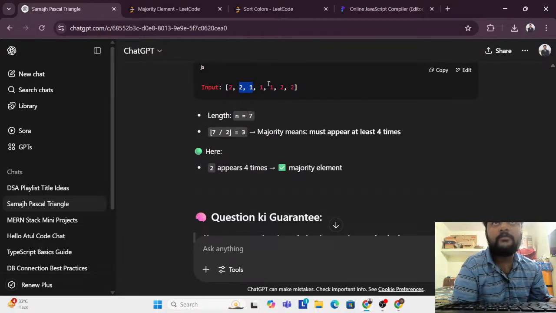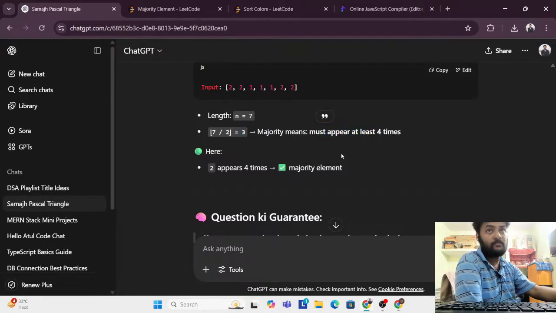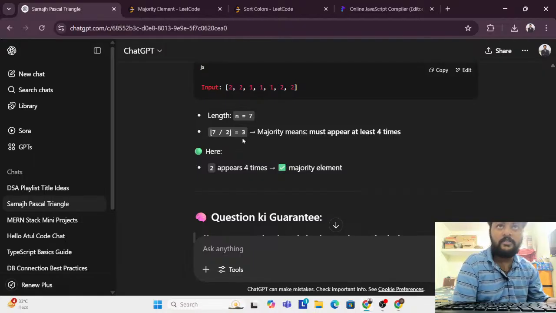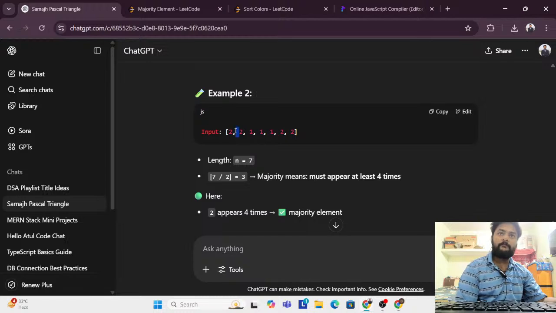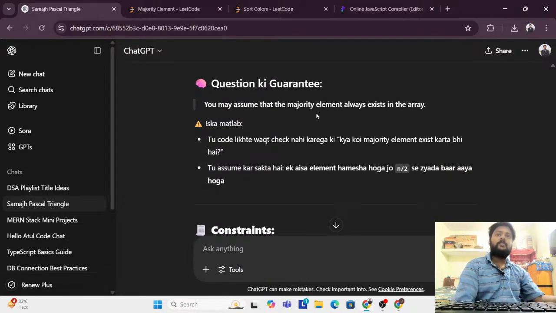Length here is 7, okay, I know that, so it should be 2 3 6, which means it must appear at least 4 times, because n divided by 2 becomes floor, right? And that is 3. 2 appears 4 times, yeah, we have already seen this. You may assume that the majority element always exists in the array.